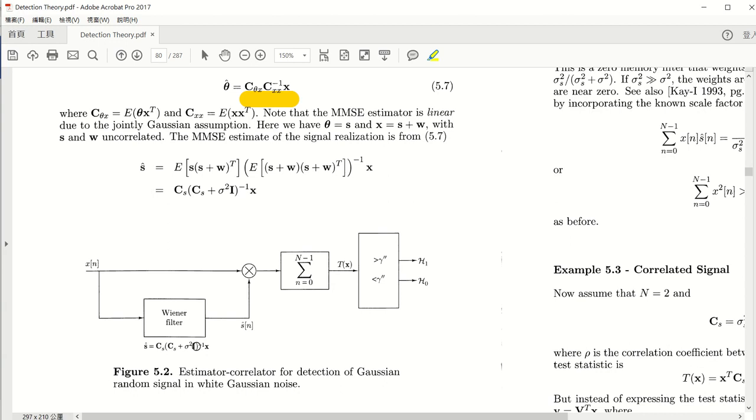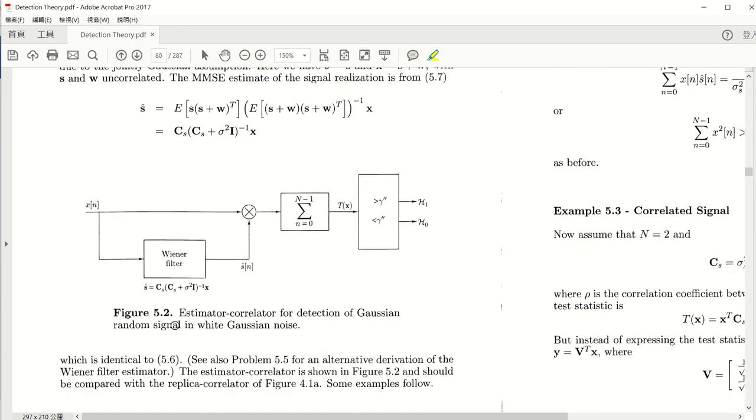If you think simply, it will be just a linear operation of the matrix. Okay, and then it goes through and is multiplied together and summed together, which is the correlation. This is the correlation, and this is the Wiener filter, and you get T of X, and you compare it with the threshold for H0, H1, and then you get this detection.